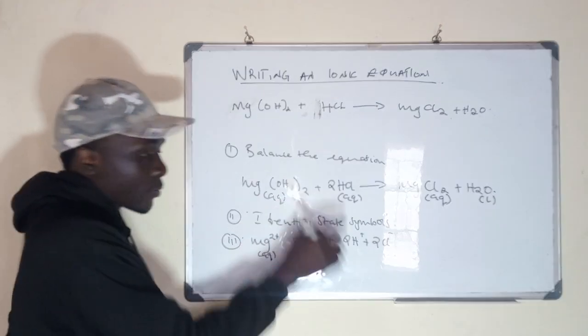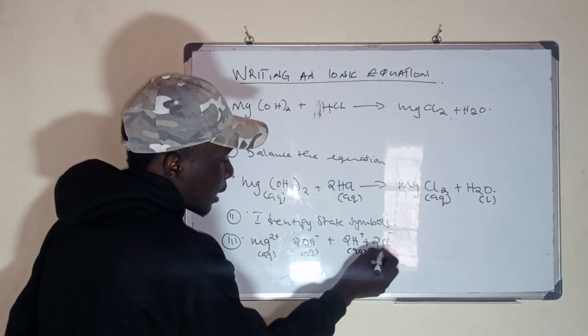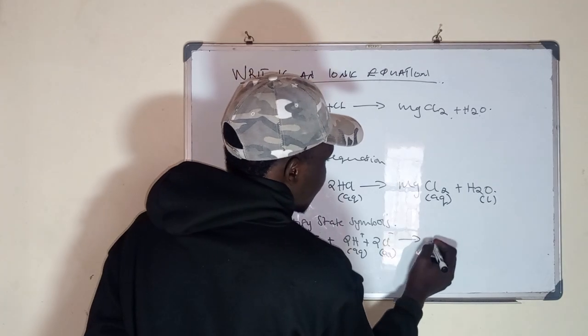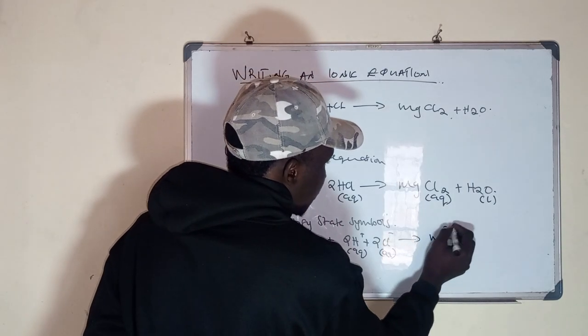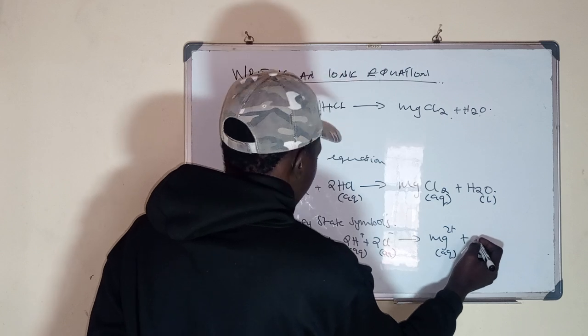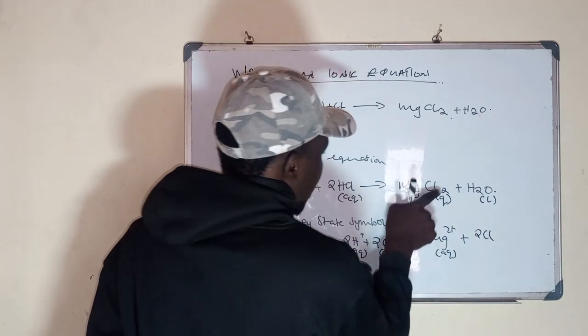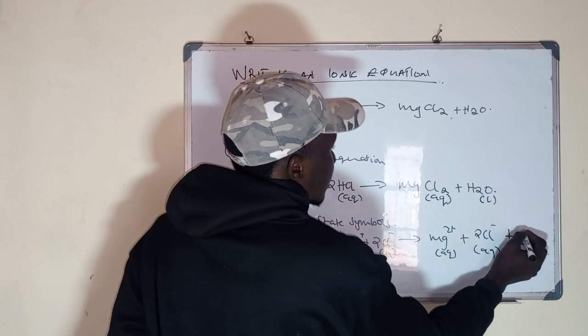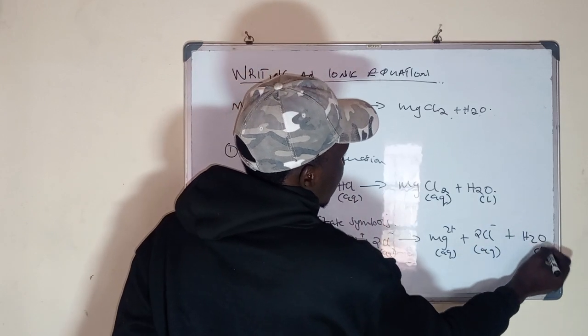Since the 2 applies to both, this will still be in aqueous state, forming magnesium 2 positive in aqueous state plus chlorine, where you have 2 chlorine, this will shift to that side, negative aqueous, plus H2O liquid.